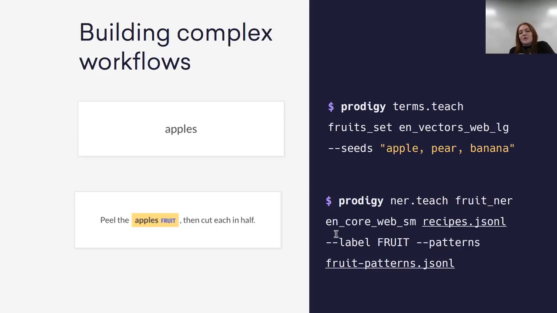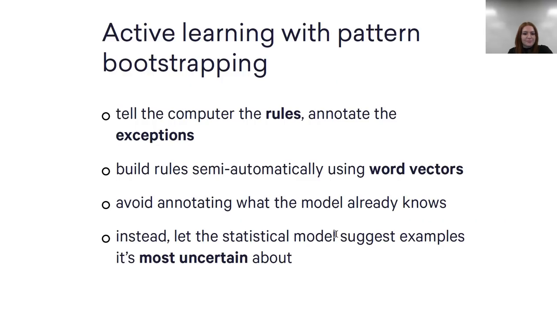Because we're not just labeling all fruit terms as a fruit entity, because it could be Apple, the company. But we get to look at it, and it's much more efficient than if you ask the human to sit through and highlight every instance of fruit nouns in your text.